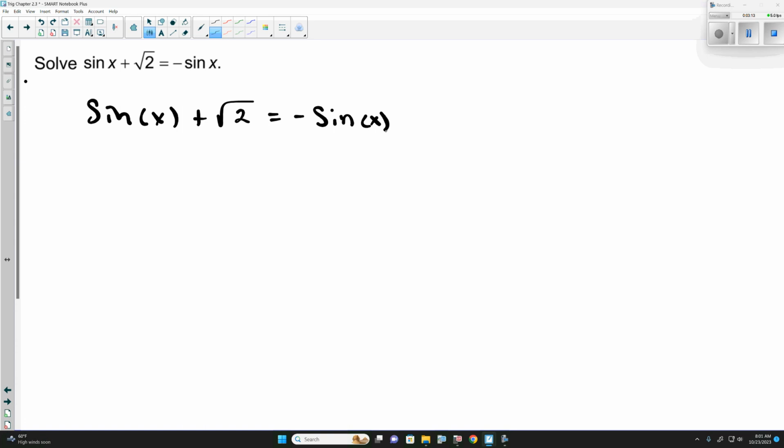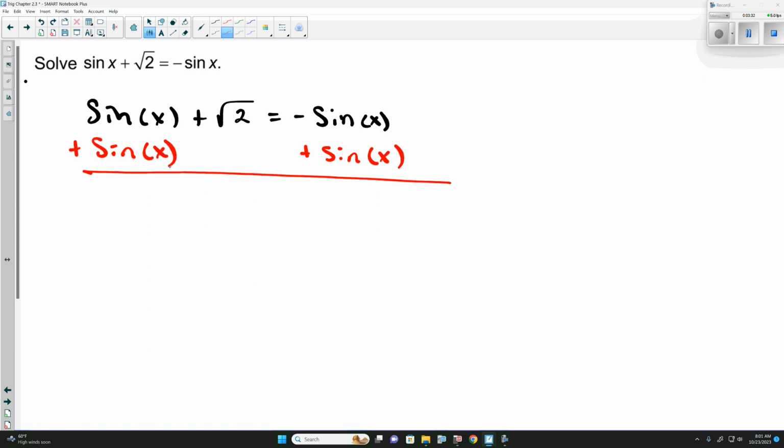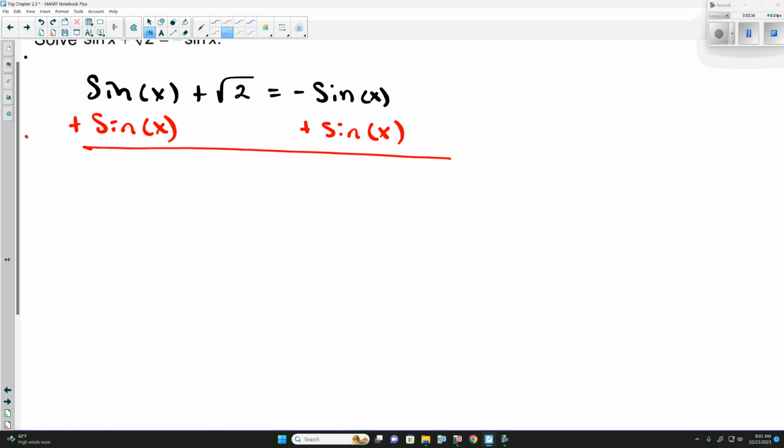This is kind of not linear, but equivalently to a linear equation where we have 2x plus 4, we can just solve for it. And to do that, one of the first things I would do is get our signs on the same side. So we can add sine of x to both sides. Negative sine of x plus sine of x is 0. On the right-hand side, sine of x plus sine of x, well, we have 2 sine of x plus square root of 2.